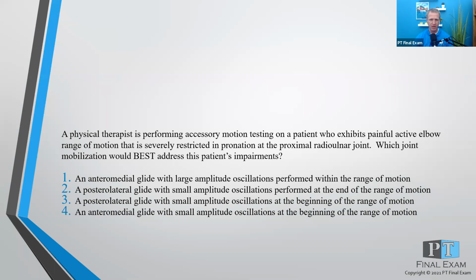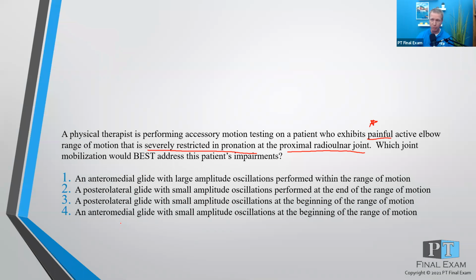All right, and time. So this is a good example of opposites in questions. You can see that we have a physical therapist performing accessory motion testing on a patient who exhibits painful active elbow range of motion that is severely restricted in pronation at the proximal radial ulnar joint. So we see that it exhibits a painful, so there are some keys here. We're doing motion testing on a patient who has a painful elbow extension, so this is key, that is restricted in pronation at the proximal radial ulnar joint. All right, so we've got a painful and stiff proximal radial ulnar joint. Which mobilization would be best to address this patient's impairments?